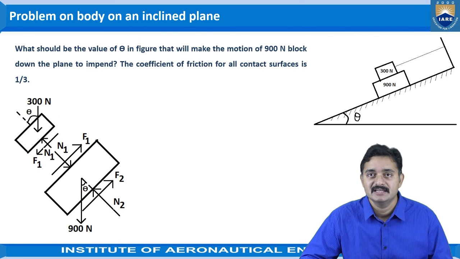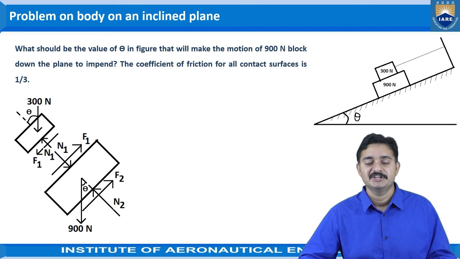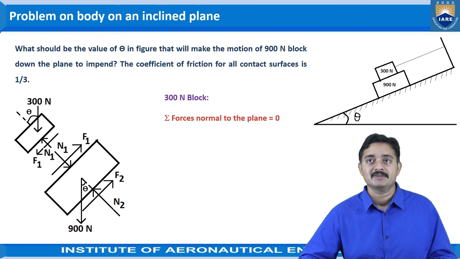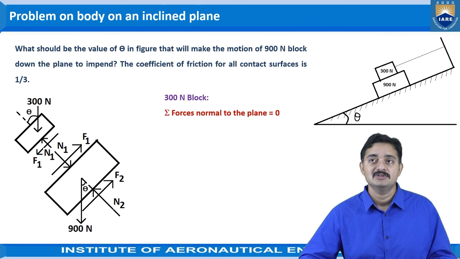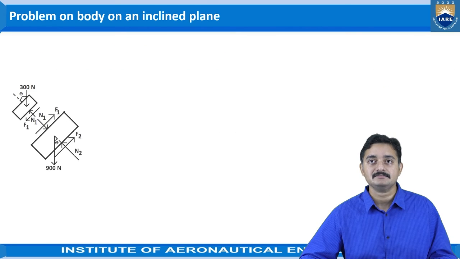Here, let us take the free body diagram of the given figure for block A, the first block, the 300 Newton block, and the 900 Newton block. First consider the 300 Newton block. Here, sigma forces normal to the plane is equal to 0. When we take this condition, we get N1 minus 300 cos theta equal to 0, which gives N1 is equal to 300 cos theta. Also, mu is equal to F1 by N1. This will lead to F1 equal to 1 by 3 N1, that is equal to 1 by 3 into 300 cos theta, which gives 100 cos theta.